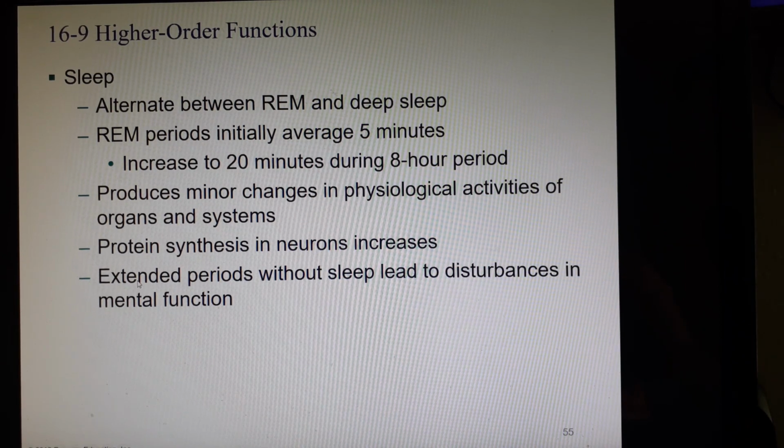So if you go for extended periods without sleep, then you actually decrease your mental function. So don't stay up all night the night before a test. It actually decreases your ability to recall information.